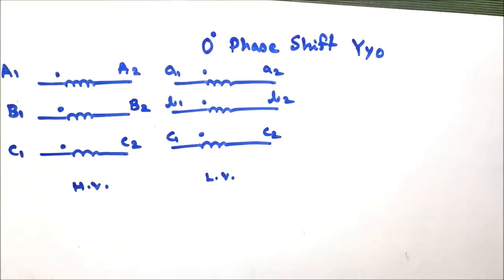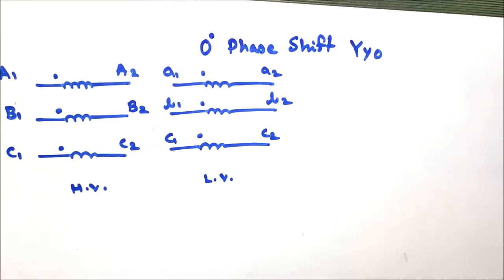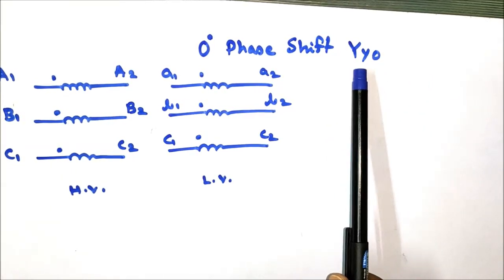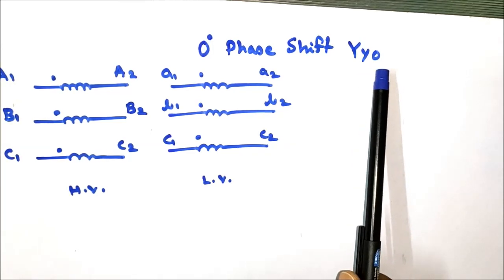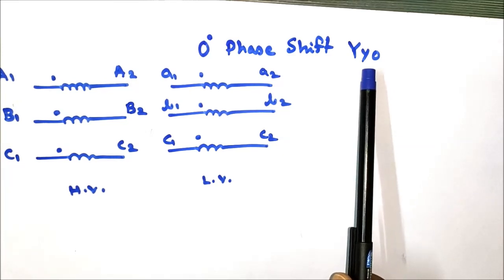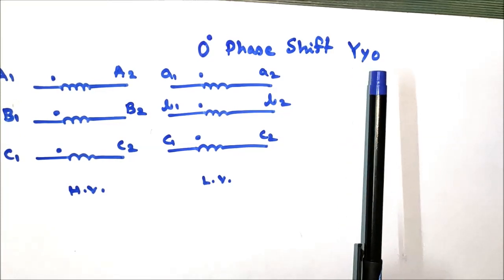Now, first we discuss the 0 degree phase shift, that is, the connection of vector group Yy0. Capital Y means the HV side is star connected, small y means the LV side is again star connected, and 0 means the induced EMF in the LV side is in phase with the induced EMF in the HV side.